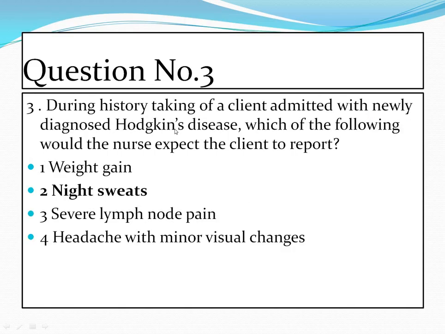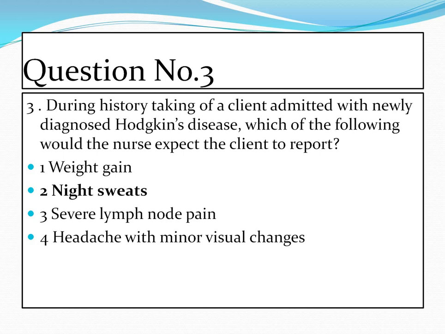See the third question, question number 3. During history taking of a client admitted with newly diagnosed Hodgkin disease, which of the following would the nurse expect the client to report? The question is regarding Hodgkin disease. Then the nurse has to expect the client to report. So think about what the clinical features of Hodgkin disease are. It's a type of lymphoma, Hodgkin lymphoma.